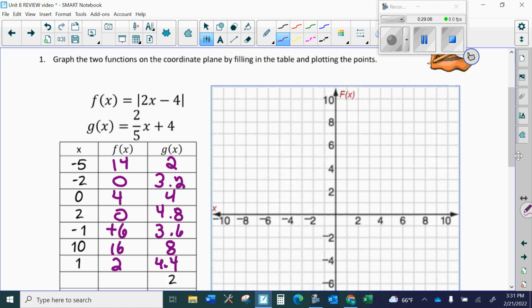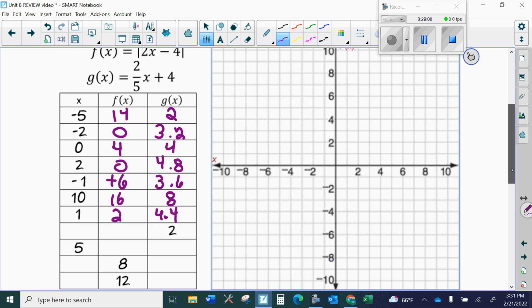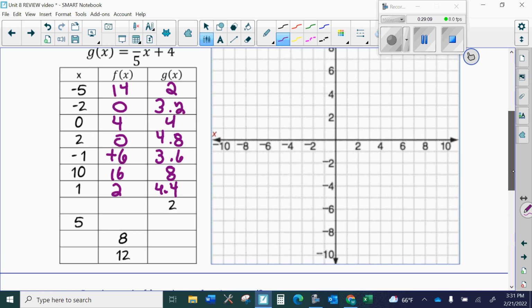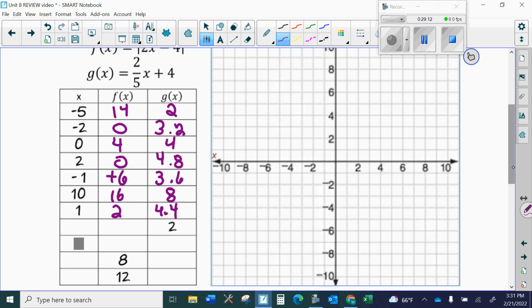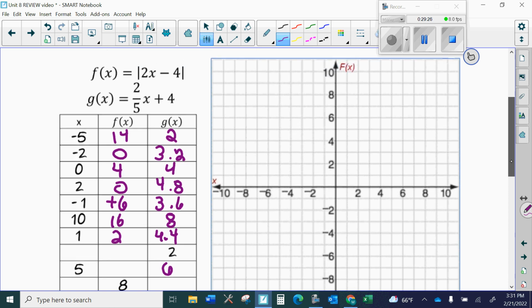And then, oh, so I must have some more down here. Let's see. Oh, okay, there was more down here. Okay. So here we got 5 again. 5 for that one is 2 plus 4 is 6. 5 in the top, f of x, 10 minus 4 is 6.